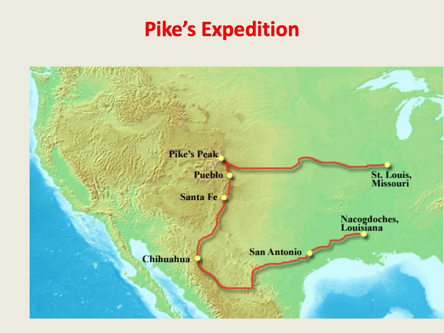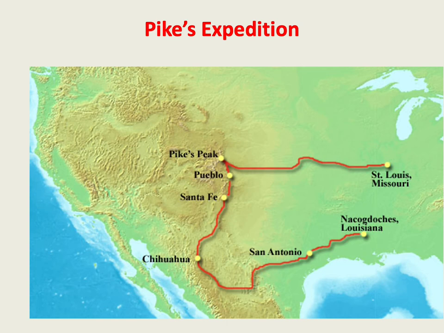You can see it started in St. Louis, Missouri. It went west. It went into, you can see Pike's Peak. That's in the state of Colorado. Very, very tall mountain. It went down into Pueblo and Santa Fe, New Mexico, which of course was a major Spanish outpost. It was an American military mapping expedition. So the military didn't come in trying to take over these areas. But you can imagine how upset the Spanish were. And then they went south into Chihuahua, which is in the current country of Mexico. And then you can see they went to San Antonio and Nacogdoches. And so the net effect of this was the Spanish were more and more concerned about the Americans.